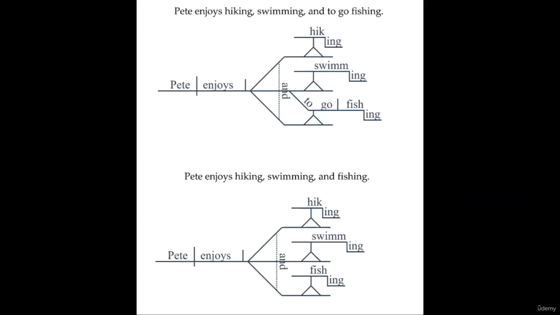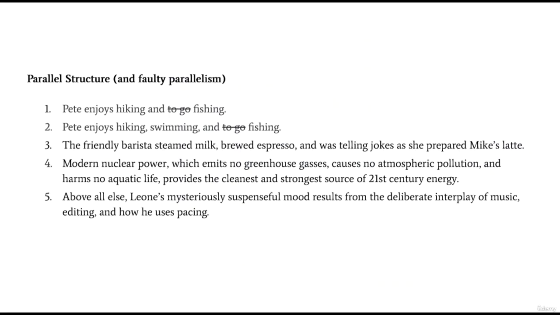In the revised version, you will see that the compound direct object consists of three items, all with the same structure. Each is a gerund: hiking, swimming, and fishing. And this sentence achieves parallelism. And here you see sentences 1 and 2 corrected for parallelism.